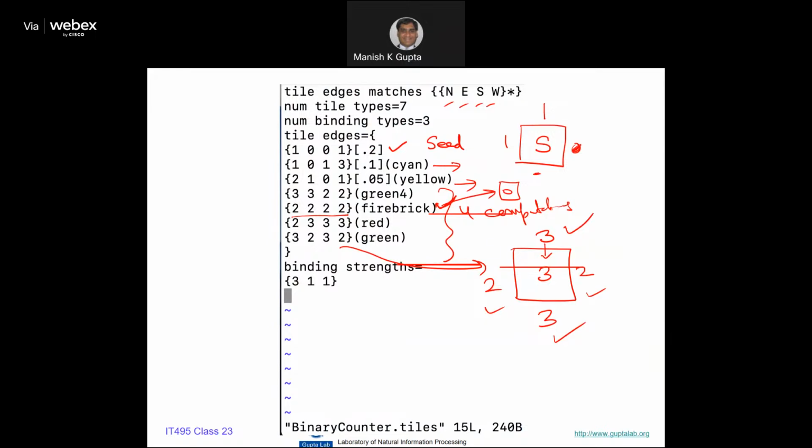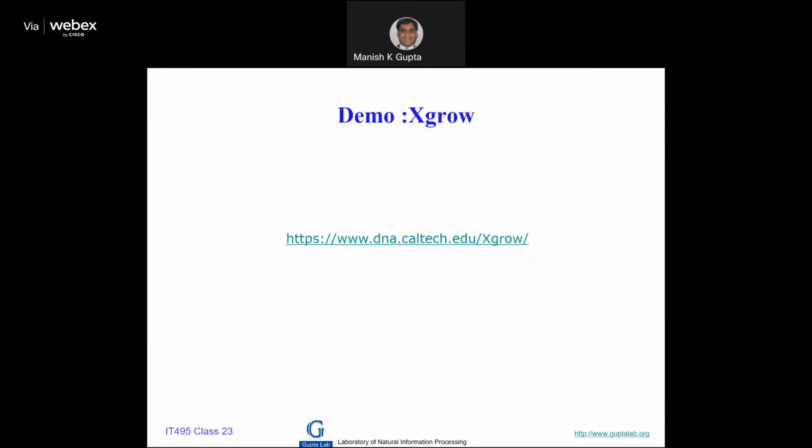But basically, our software can generate these dot tiles also. Just you give the logic, and the dot tile file will be generated automatically. So let me show you.